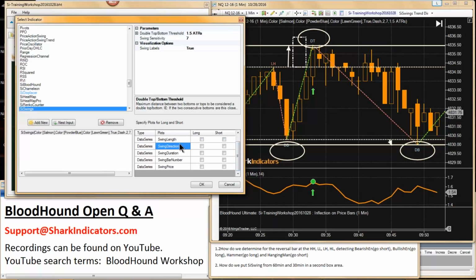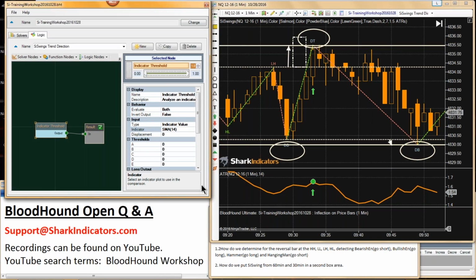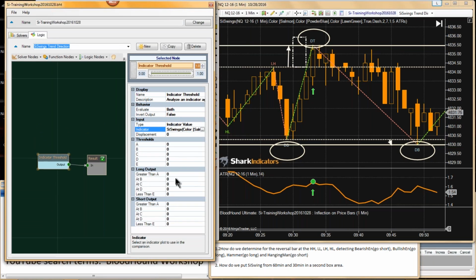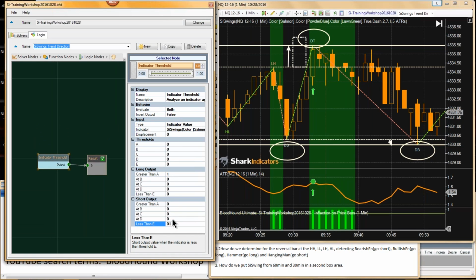So let's see, what we want is swing direction. If it's an upswing, in other words, if we have a green line, then that's going to be a +1 value for an uptrend or a -1 for a downtrend. So let's select that. And then next we need to set our outputs here. So we can just simply do this.